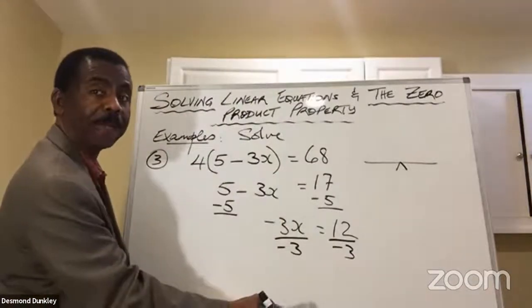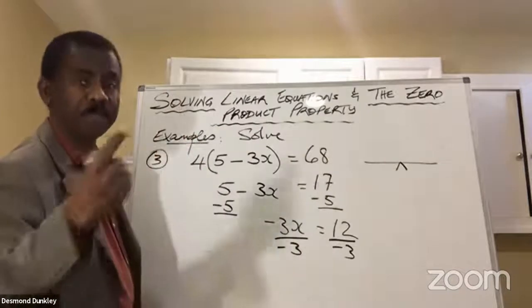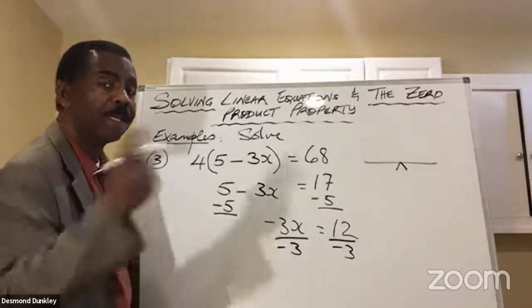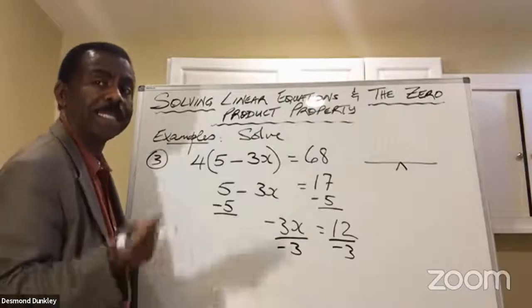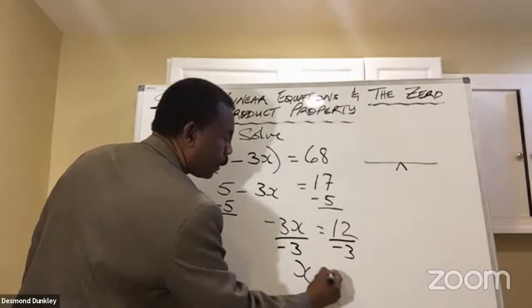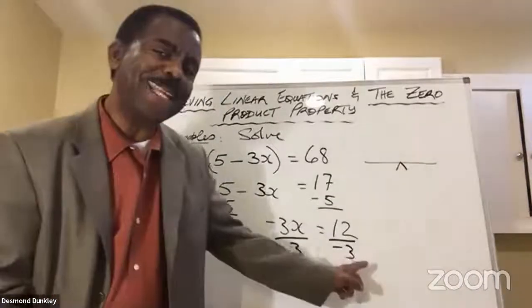-3 divided by -3. Anything divided by itself is 1 except 0. 0 divided by 0 is undefined. There's no value for that. It doesn't exist. Okay? So now we end up with x equal to positive 12 divided by -3.